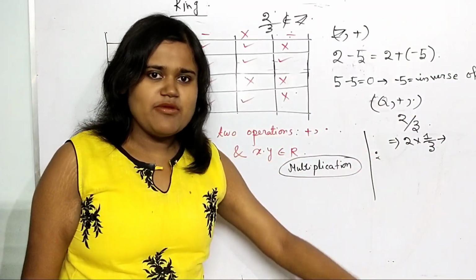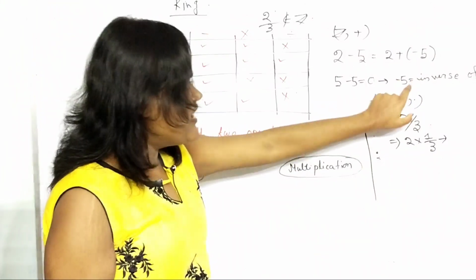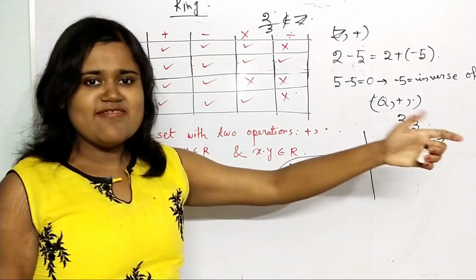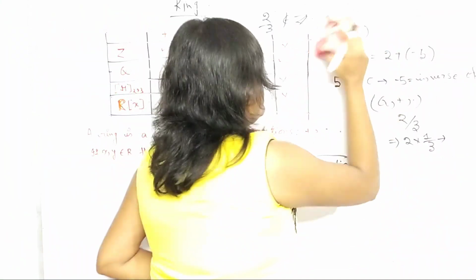That's why in abstract algebra there are two terms: additive inverse and multiplicative inverse. We will define minus 5 as the additive inverse of 5, and we will define 1 by 3 as the multiplicative inverse of 3. Okay. So now the question is why? Why are we doing this with addition and multiplication, additive inverse and multiplicative inverse?